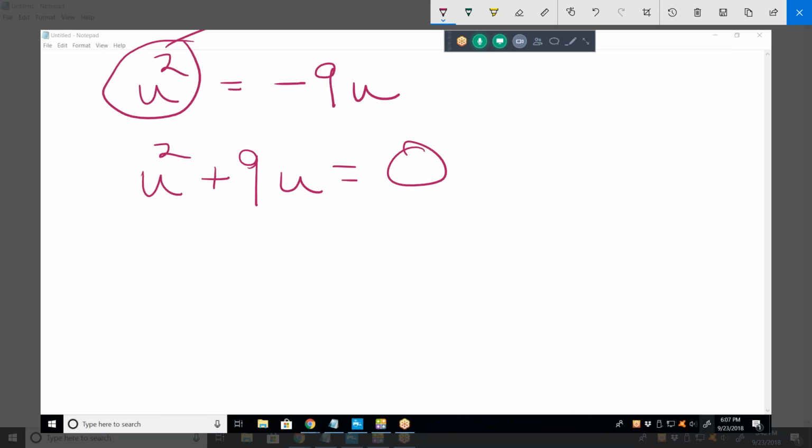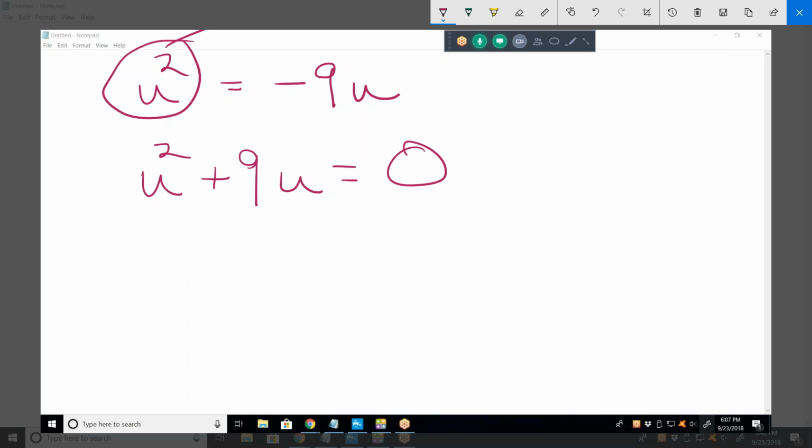Now, the question becomes, can you factor the left? If you can, you're going to have one thing times another thing equals 0. We'll be able to solve it. When it's in this format right here, you really can't solve it. It's got to be factored. That's why they put so much emphasis on factoring. So what's the best way to factor that?